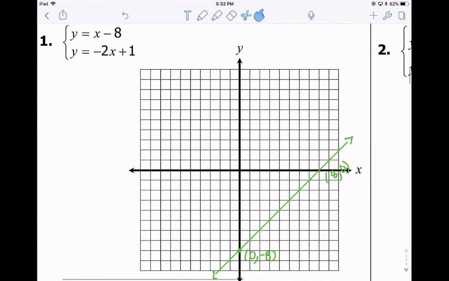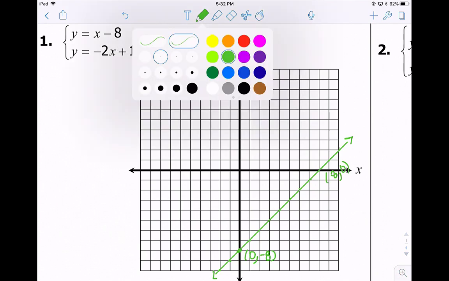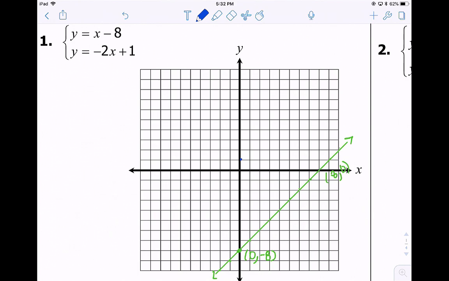All right, the other one, y equals negative 2x plus 1. So we start at our y-intercept of 0, 1. We rise and run negative 2. So we're going to start at 0, 1. From there, rise and run negative 2. That's negative 2 over 1. We're going to go down 2, right 1, down 2, right 1.